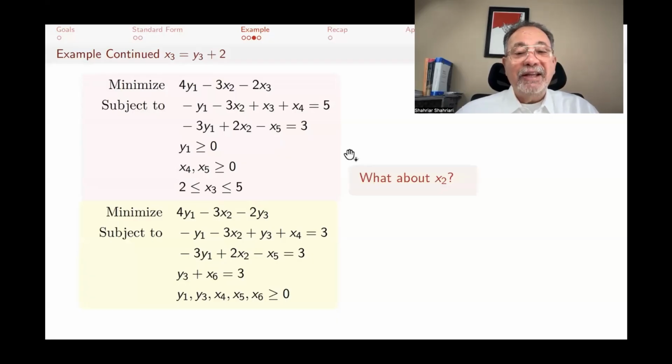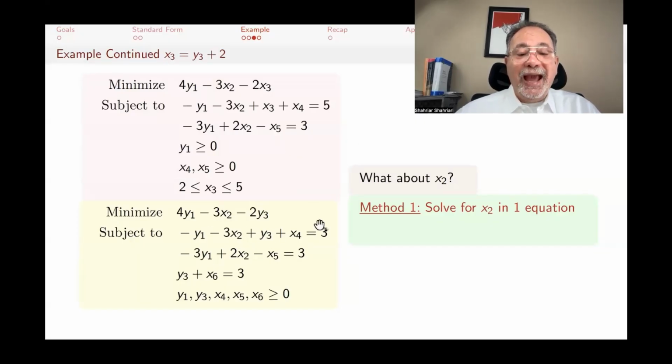x2 doesn't have any constraints. Its range is from minus infinity to infinity. It could be negative, 0, or positive. And that's not allowed in a standard program. So what do we do? One way to deal with that is to go in one of the functionality constraints and solve for x2, and then substitute and eliminate x2 from all the other ones. So solve in this one what x2 is, and then plug it into all the other ones, and then you don't have x2 anymore. That's one way of dealing with it.